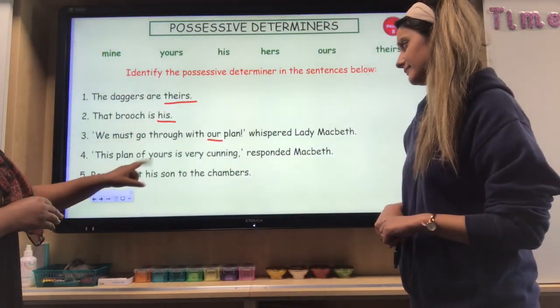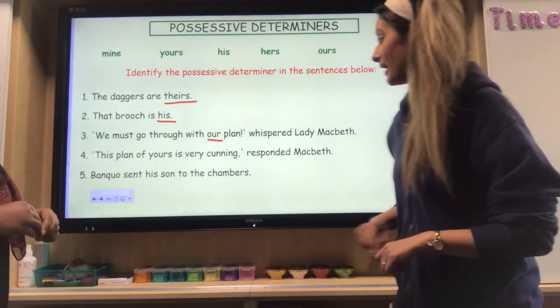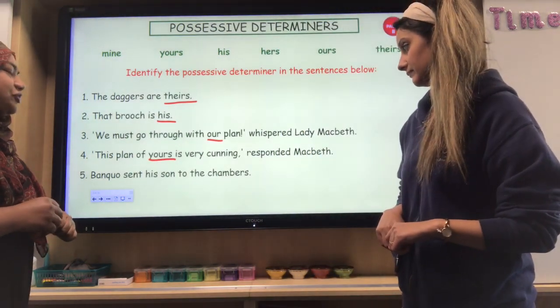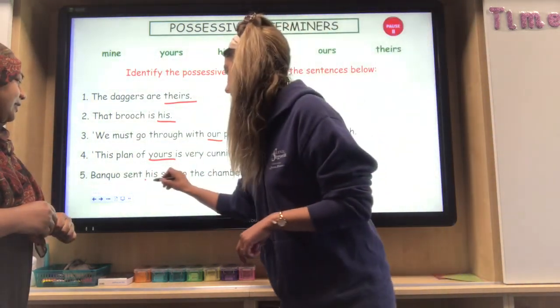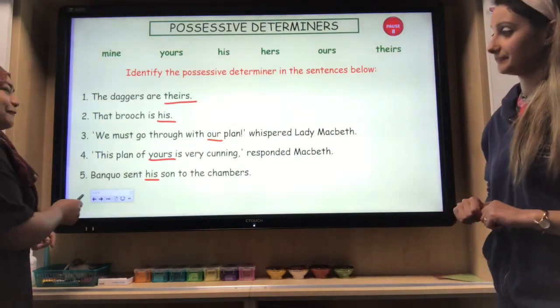I'm going to read the next one. This plan of yours is very cunning, responded Macbeth. Plan of yours, belonging. Banquo sent his son to the chambers. His. Good, thank you very much. And hopefully you got those all accurate as well. Mrs. Gale, 5 out of 5.